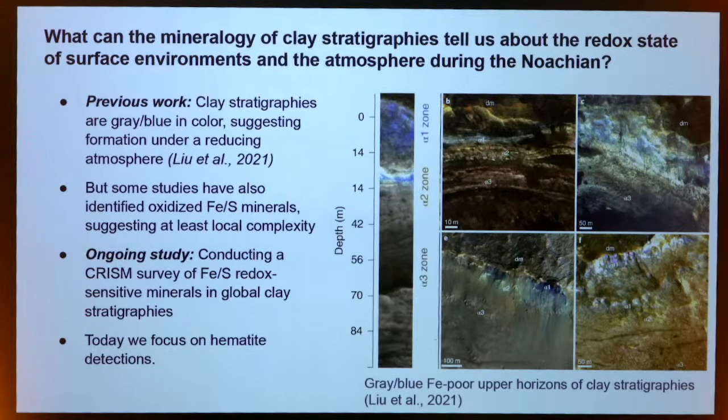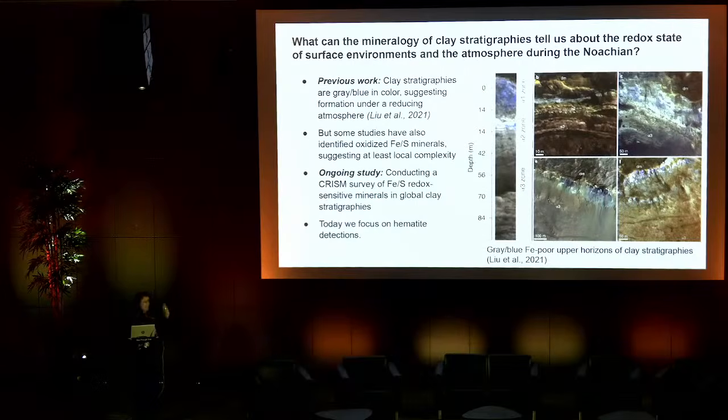But there is some evidence that there's more local complexity in the redox state. We have observations of iron and sulfur-bearing redox-sensitive minerals like acid sulfates, iron oxide, things like that. So we're very interested in understanding what this is telling us about the environment or perhaps the atmosphere that they formed under. Today we're going to focus on just the hematite detections as an indicator of oxidation state.